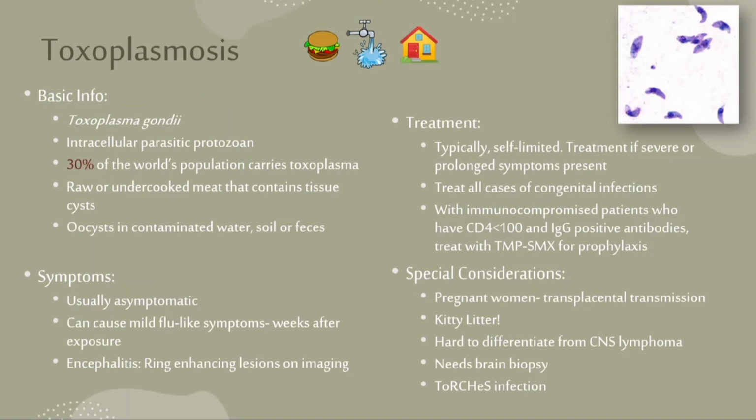So for TORCH infection, we think about the triad of chorioretinitis, hydrocephalus, and intracranial calcifications. So these kids can have seizures, be developmentally delayed, and deafness is also a common symptom of these.